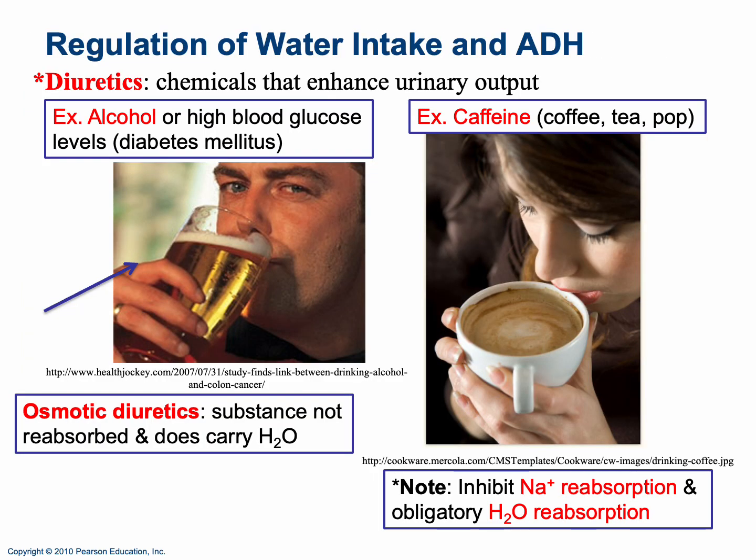All right, diuretics. We've mentioned diuretics before, but here are some that can enhance urinary output. So things such as drinking alcohol, having a beer, drinking coffee with lots of caffeine in it, or even pop, tea, etc., can ultimately play a role with regulation of water intake, and ADH in some way or form might be triggered here.